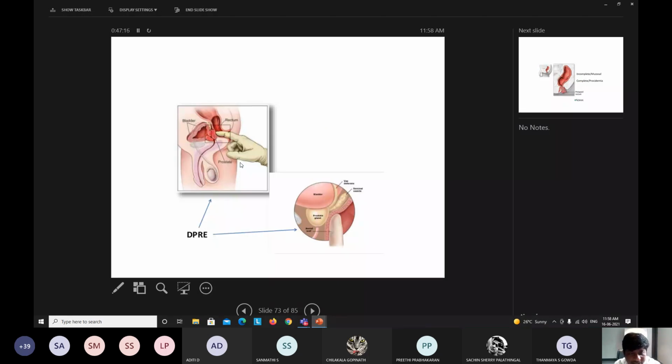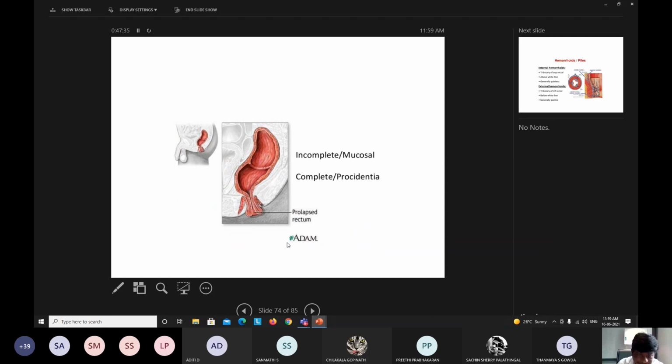So this is a DRE. The index finger is passed through the anus, and you can palpate the condition of the prostate and the bladder through the DRE method. Here the rectum is prolapsed. You see the rectum sinking into the anal canal. This is called a prolapse.